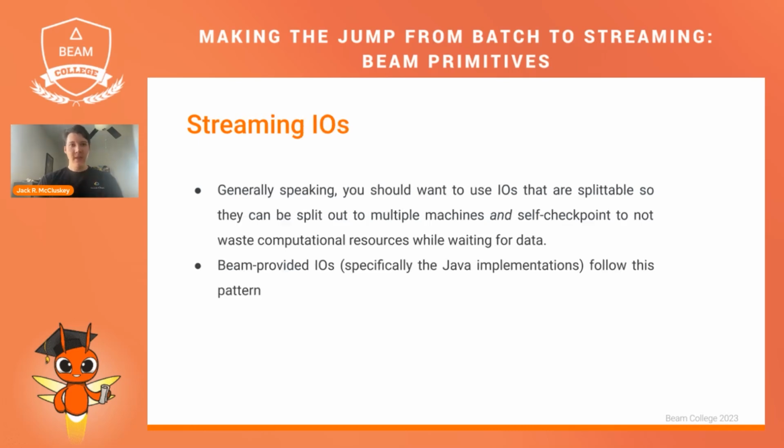Always choose the SDF. Generally speaking, you want to use IOs that are splittable so they can split out to multiple machines and self-checkpoint, so you're not wasting computational resources waiting for data. You don't just have one machine streaming these things in. Beam provided IOs follow this pattern, as I've said. The Java implementations are typically the gold standard for IOs. They're the most mature, the most heavily developed, and they're leaned on a lot for things like Dataflow templates. So like I said, check for the SDF implementations. Usually they're called out. Always read your docstrings just to make sure, because you don't want a performance bottleneck in your pipeline because you've used the wrong IO.